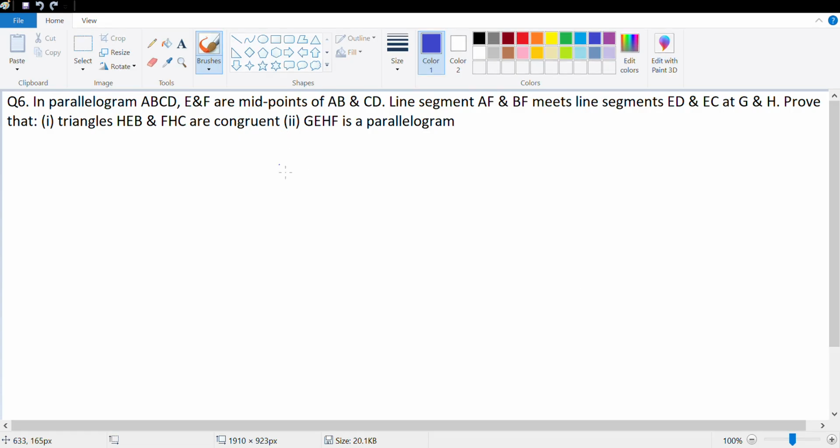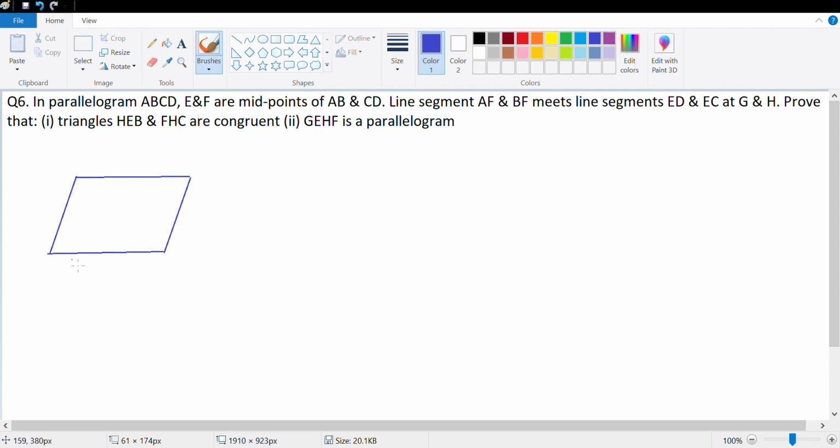Let's look at the next question. Question number 6. In parallelogram ABCD, E and F are midpoints of AB and CD. So let's just draw a parallelogram and see how it will work for us. So this is AB, this is CD, and let's make this parallelogram. Perfect. So this is my parallelogram ABCD, and let's see what is given.